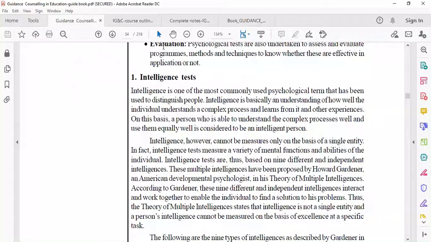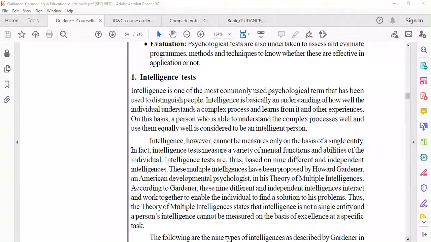Now we'll come to the intelligence test. There are a number of intelligence tests that are used. Ready-made tests are available, and counselors, guides and psychologists apply these psychological tests to assess the intelligence of their client, of the student, just to understand their client's problem, or just to help them in a proper way.